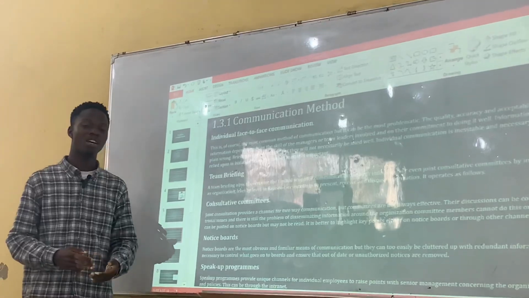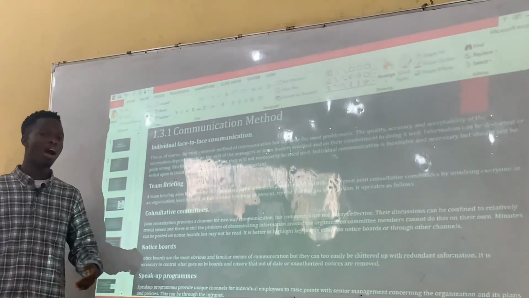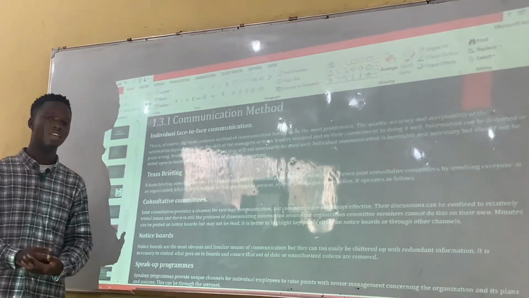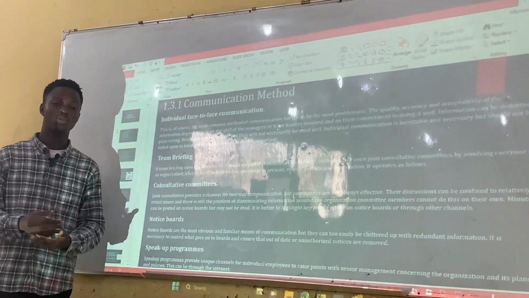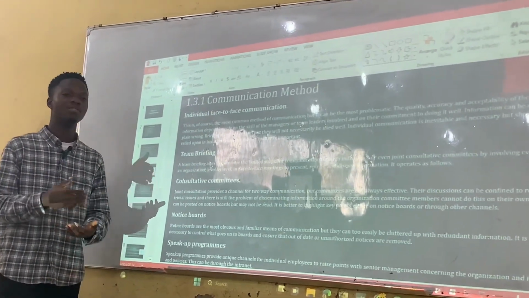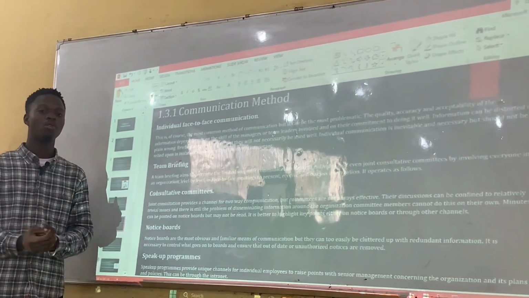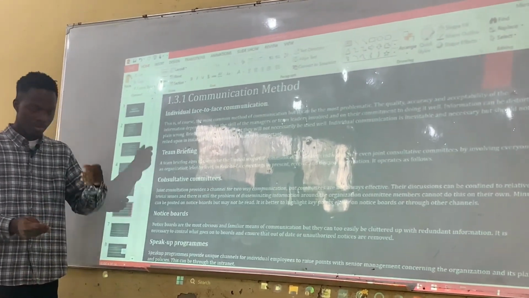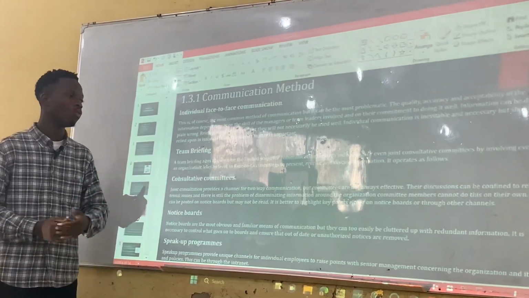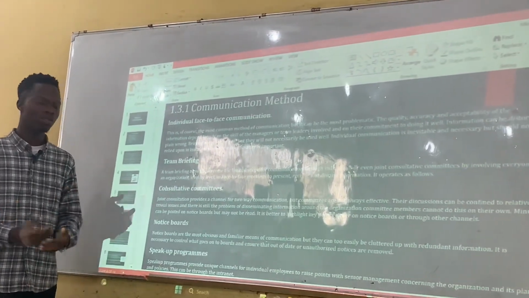So the next one is consultative committees. Joint consultation provides a channel for two-way communication. However, committees cannot always be effective. This is because their discussions can be confined to relatively unimportant issues. And also there is the problem of disseminating information throughout the organization, and committee members might not be able to do this on their own.